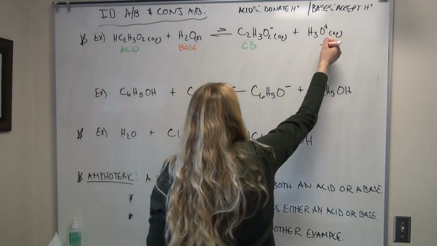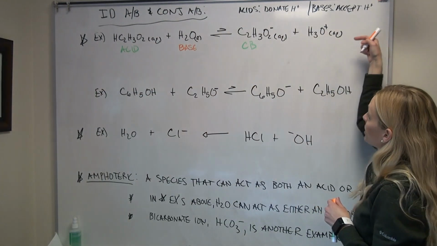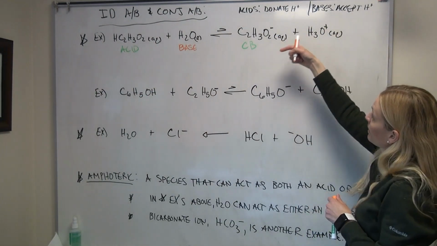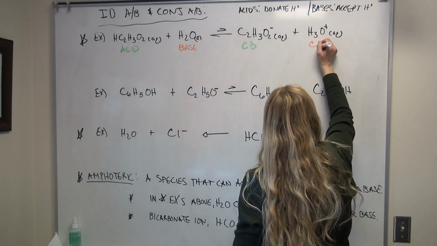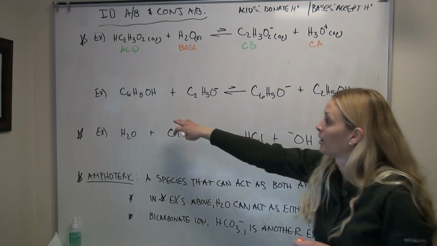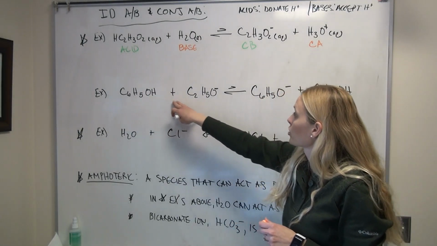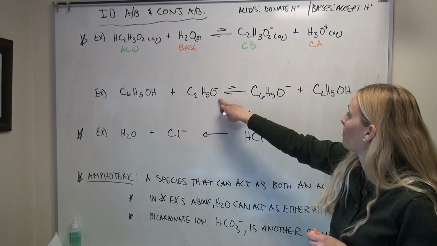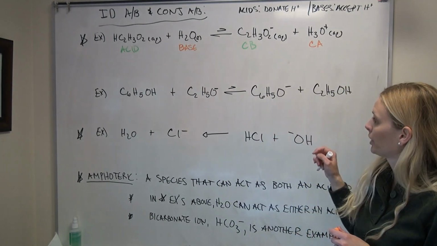And then paired up with this, it differs by 1 proton, so going this direction it would be the acid form, going the reverse direction, so this is the conjugate acid. All right? Okay, so take a look at the next example here. We have the C6H5OH with the C2H5O minus, and then the products over here.